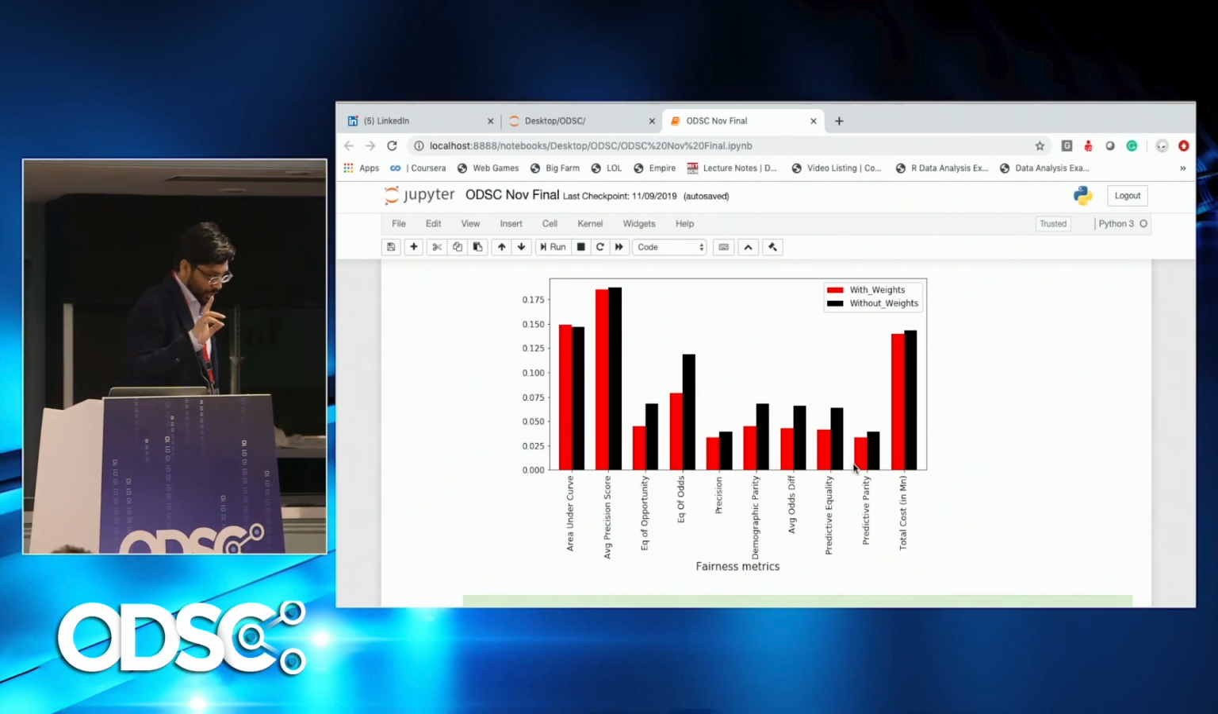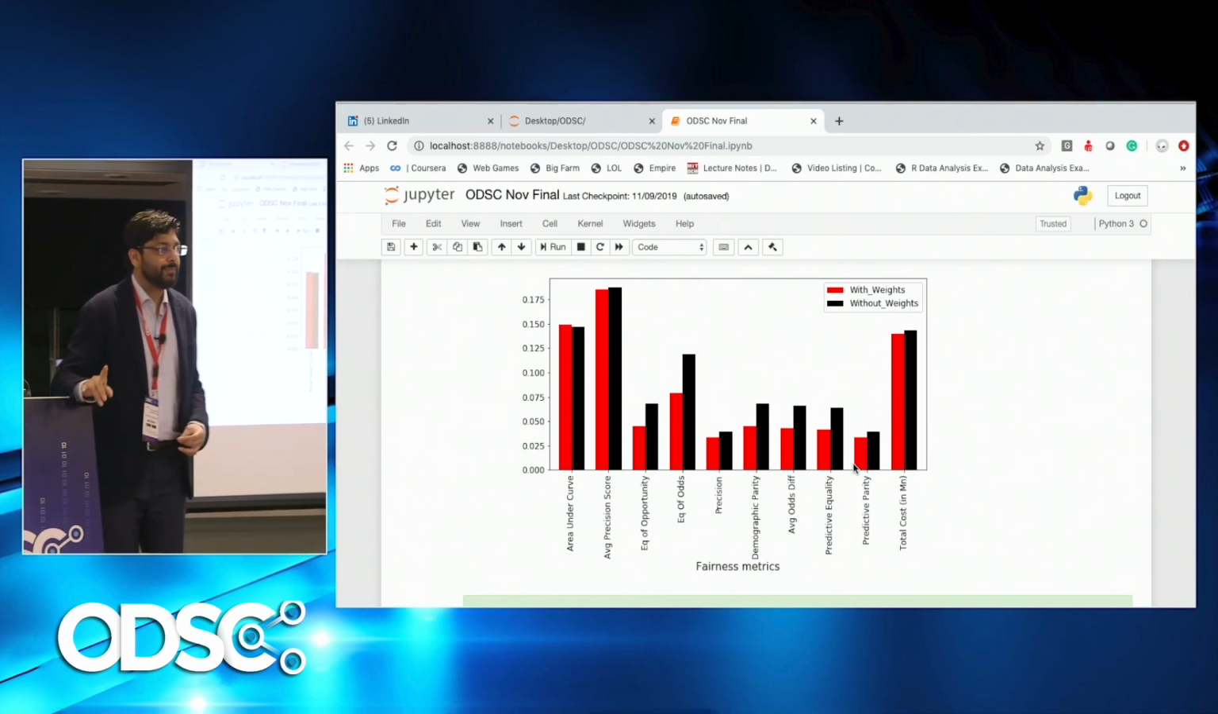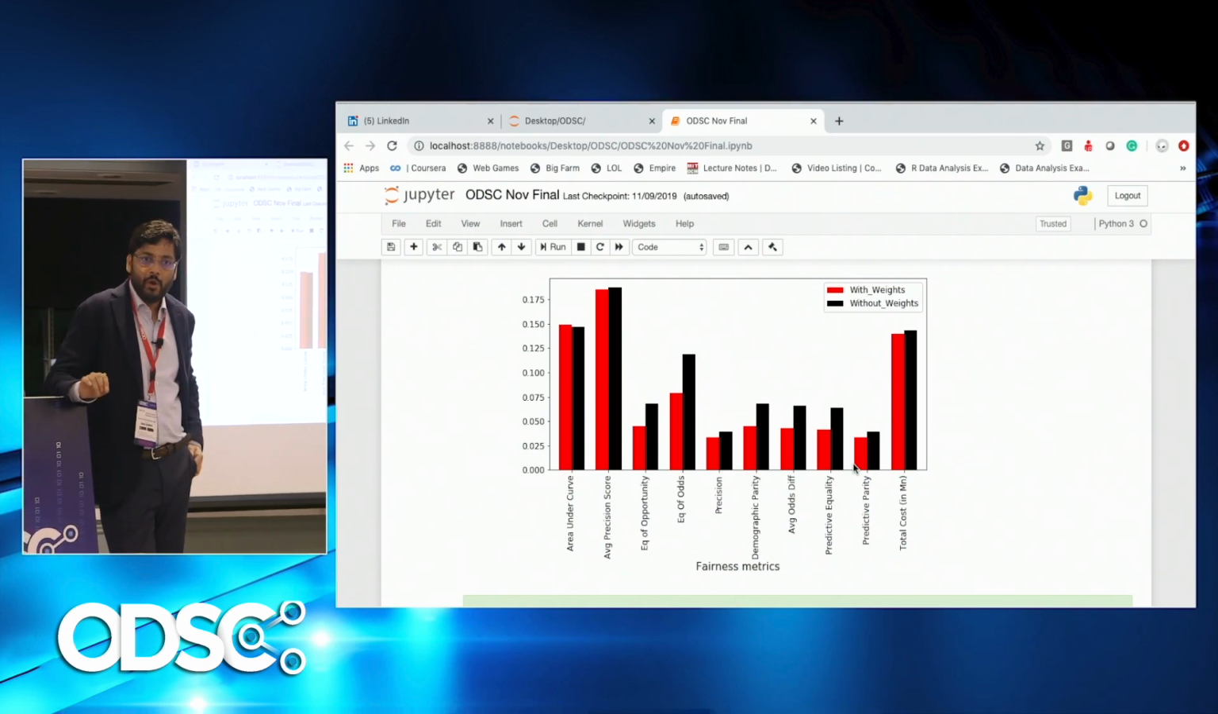Now, still there is a problem here. Now what's the problem? Whenever we do a binary classification, we choose a threshold, right? 0.5 is a default threshold. Anybody above 0.5 is a defaulter, anybody below 0.5 is a non-defaulter.